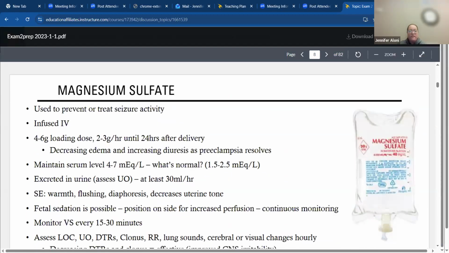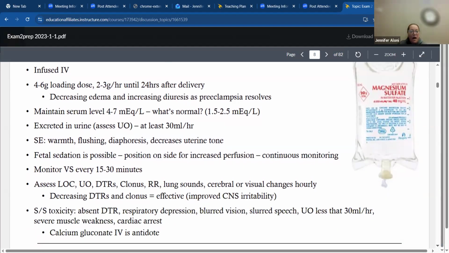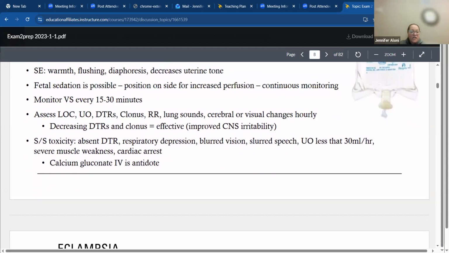Mag sulfate, something we do give for preeclampsia. Got to be really careful with it. It is used to prevent seizure activity. Also, we know it stops contractions. We talked about that this week. 4 to 6 grams is our loading dose, and then we do 2 to 3 grams per hour after delivery for 24 hours. We know that we are excreting it in the urine. We want to watch our I&Os. We're going to look for fetal sedation because that does happen. Monitor our reflexes, our lungs, any body changes. Okay.